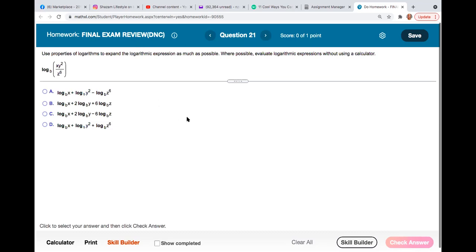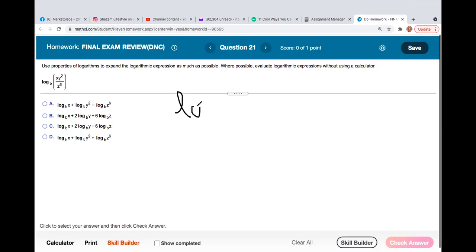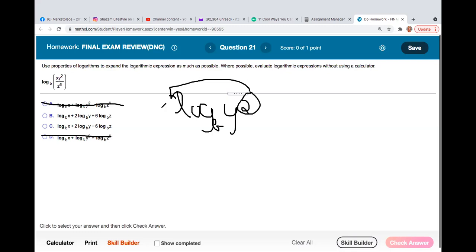Additionally, guys, when you do log base b of y squared, the positive 2 right here is going to become a coefficient of the log. So what am I looking for? I'm looking for something that says 2 times log base b of y. And these 2 don't say that. So that leaves me with option B or option C.